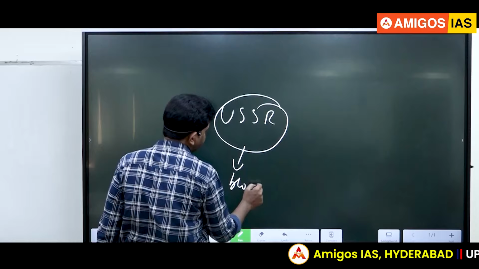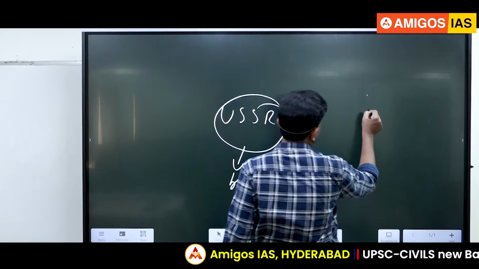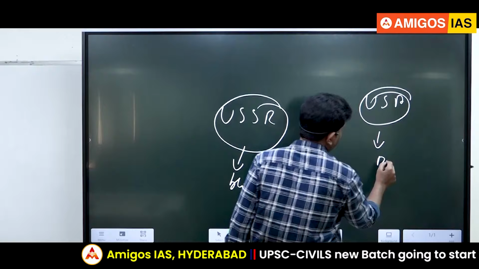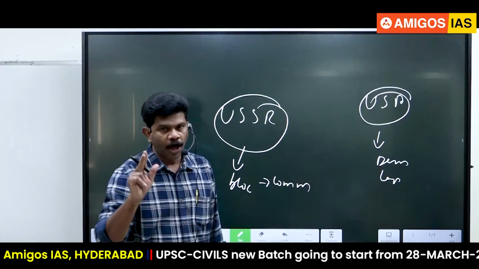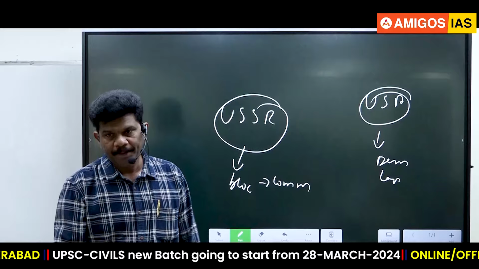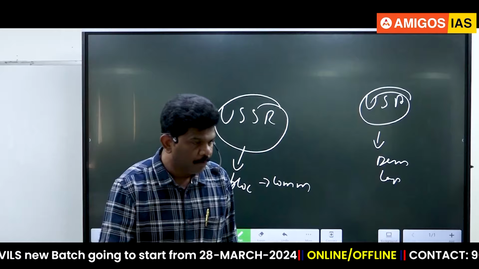Countries near USA were forced to join this capitalist bloc and become what? Democratic, capitalist, liberal countries. So two blocs were there. That is why two superpowers emerged after 1945. America tested a nuclear bomb in 1945. Suddenly they became very powerful.